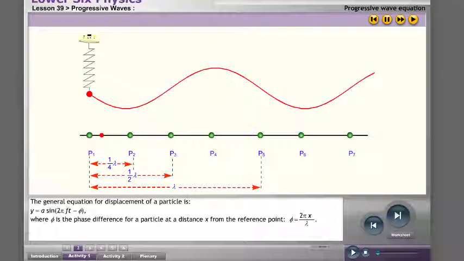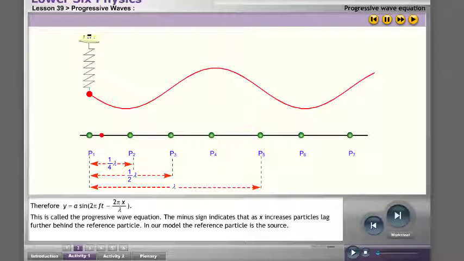The general equation for displacement of a particle is y equals a sine of 2 pi ft minus phi, where phi is the phase difference for a particle at a distance x from the reference point. Phi equals 2 pi x over lambda. Therefore, y equals a sine of 2 pi ft minus 2 pi x over lambda. This is called the progressive wave equation.